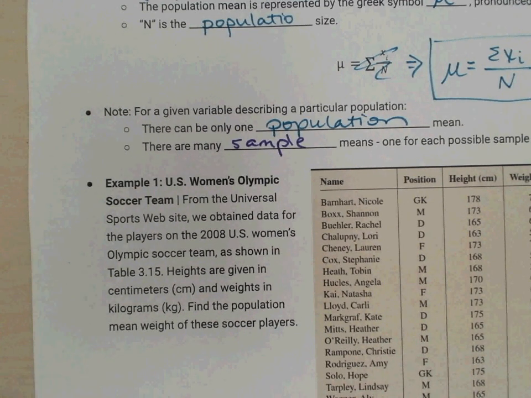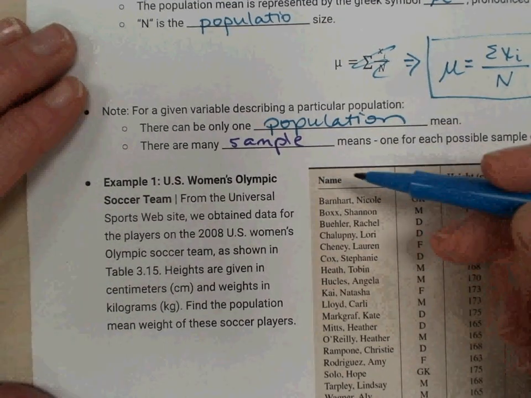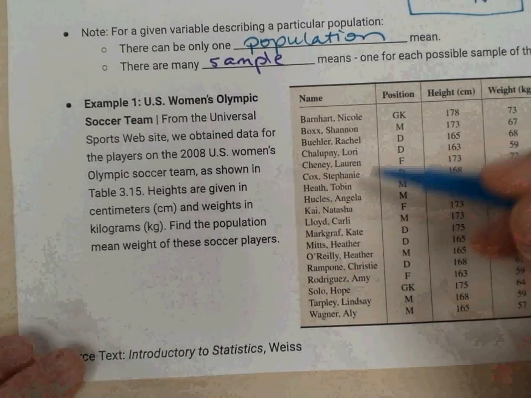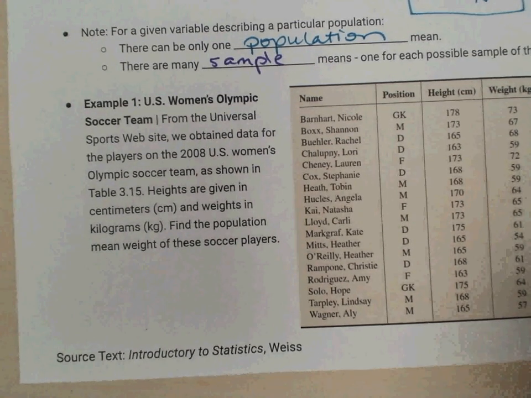In fact, the same formula in Google Sheets will work for population mean and sample mean. It's more a matter of understanding, are you talking about, in this case, the whole population of all the soccer players on that team, or just a sample, a part of that group?